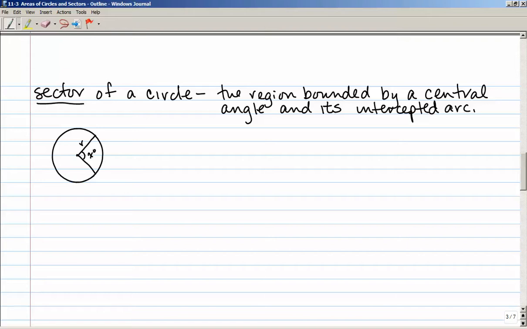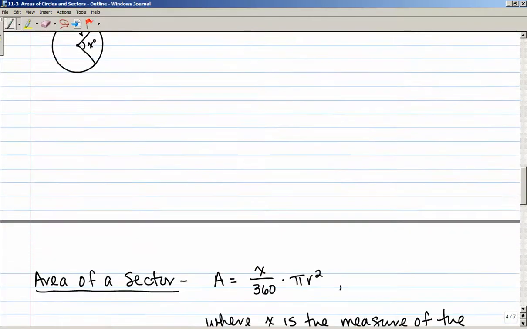A sector of a circle is a region bounded by a central angle and its intercepted arc. So this slice right here would be the sector of a circle. Its boundary is the central angle, which in this case is marked x degrees, and the arc, which is on the outside here. To me, a sector of a circle looks like a slice of pizza, where the arc is the crust.